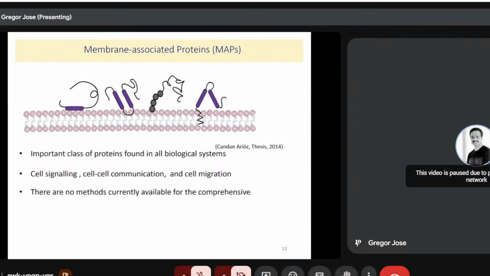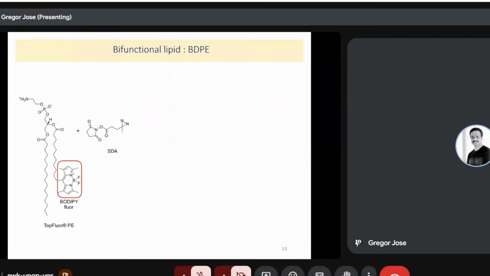In Thomas Bookadale's lab, he's a biologist interested in studying the function of proteins and lipid interactions. So we were thinking about how to capture these interactions. I told him, okay, fine, we can think about something like photocrosslinking. We synthesized a lipid.